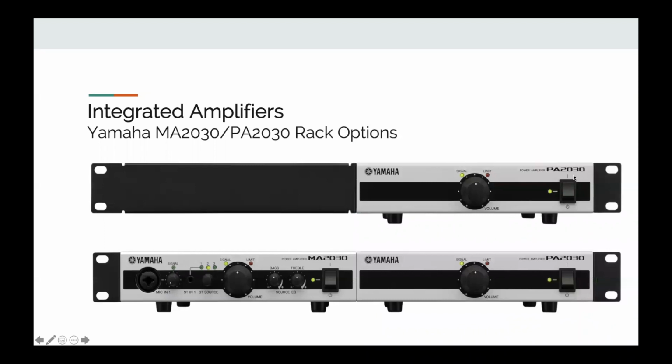If you only wanted to deploy one PA2030 in a rack, there is a half-width rack accessory available, which makes that fill a complete 1U. Or, as I said, you can tie the two products together.